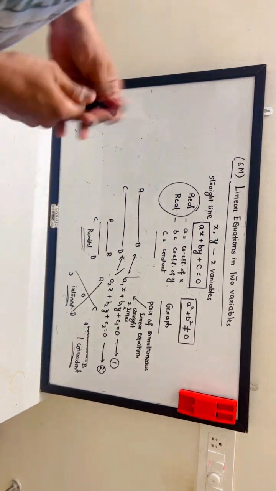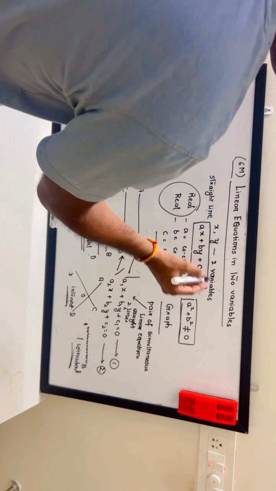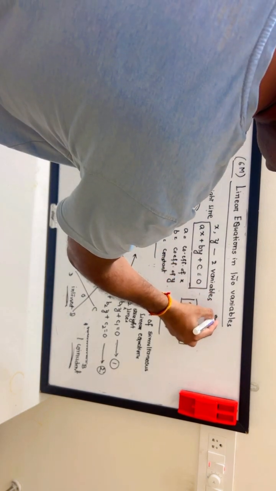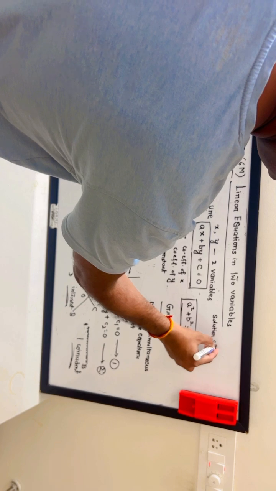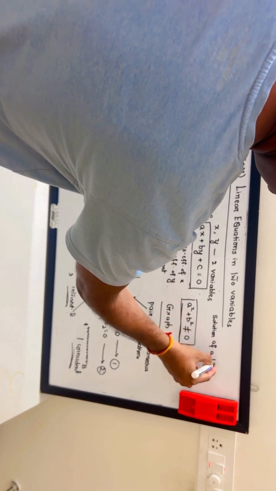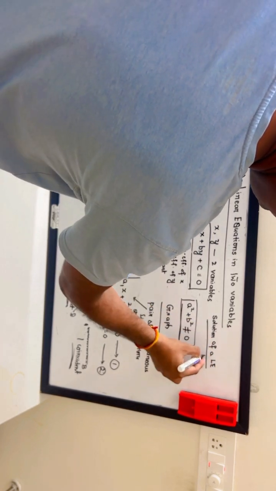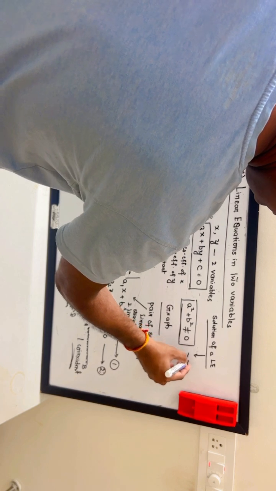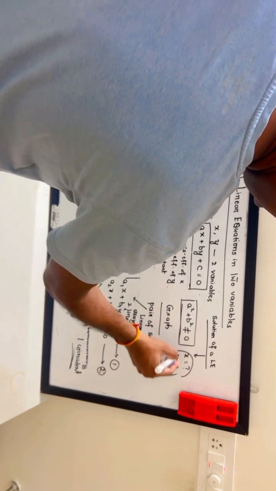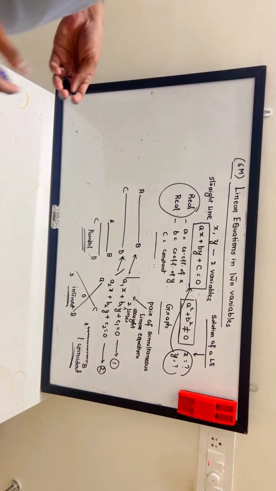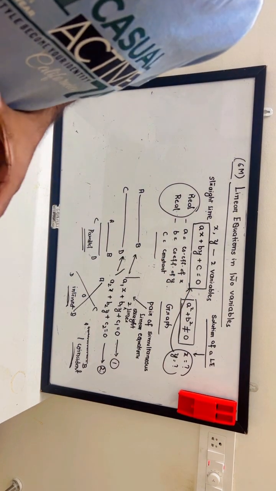Now, the solution of a linear equation. What do you mean by solution of a linear equation? Solution of a linear equation means finding out the values of x and y which satisfy the equation ax plus by plus c equal to 0.